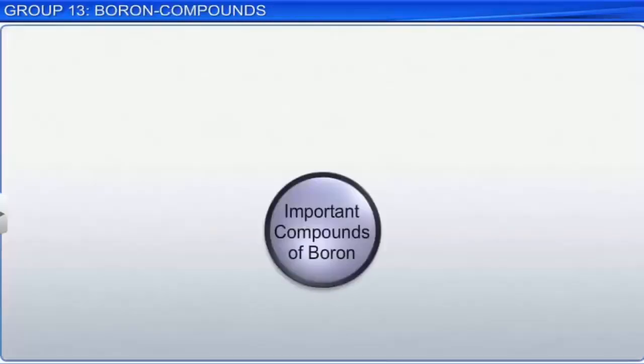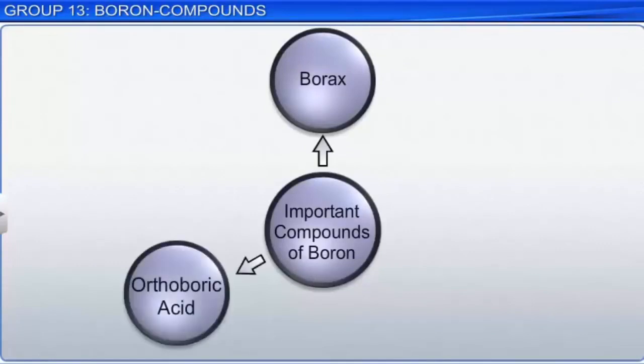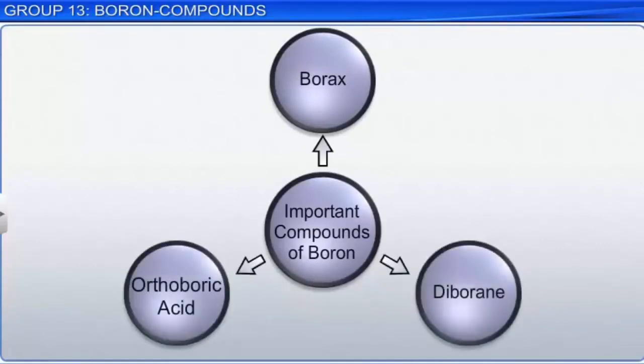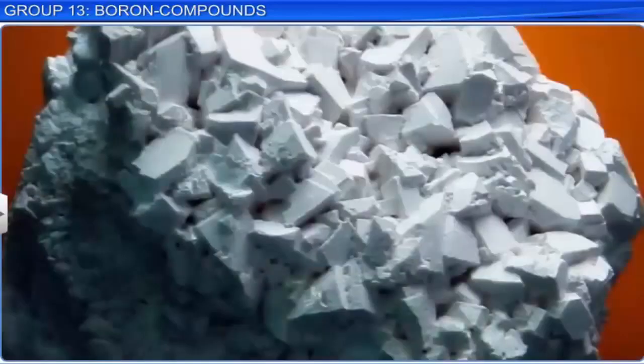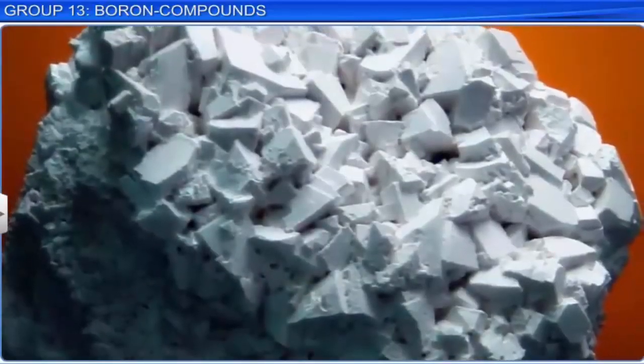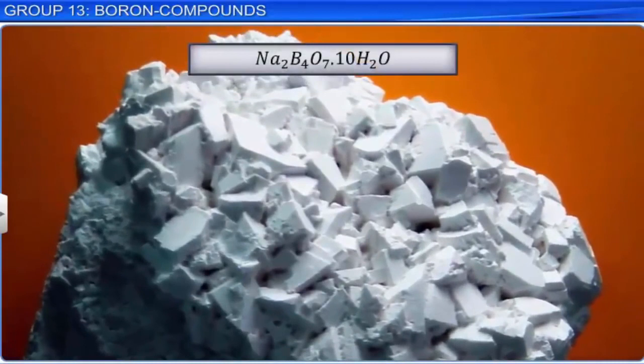Some important compounds of boron are borax, orthoboric acid and diborane. We will discuss each of them in turn. Borax is the most important boron compound. Borax is used as a flux in soldering and as a cleaning agent in leather industry and laundry. Found as a white crystalline solid, as shown in the photograph, borax is a decahydrate of sodium tetraborate that you see here.